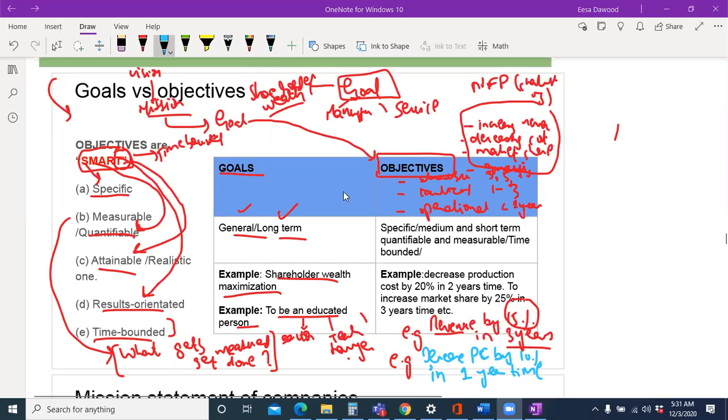It's an objective. Why? Because I now know how to achieve that goal, and it's specific: by decreasing production cost. By decreasing production cost, I can increase my profit and achieve that goal, which is shareholder wealth maximization, right? It also quantifies it, by what percent? By 10%. Is it attainable? Yes. Result oriented? Yes. And it's time bounded as well, in 1 year's time. So definitely it's an objective.